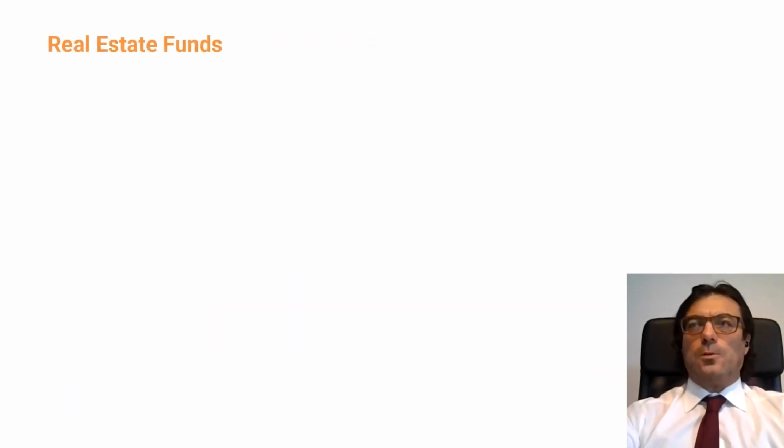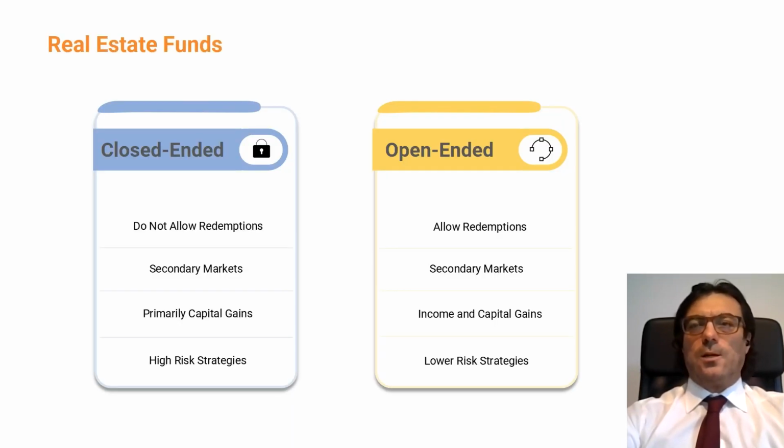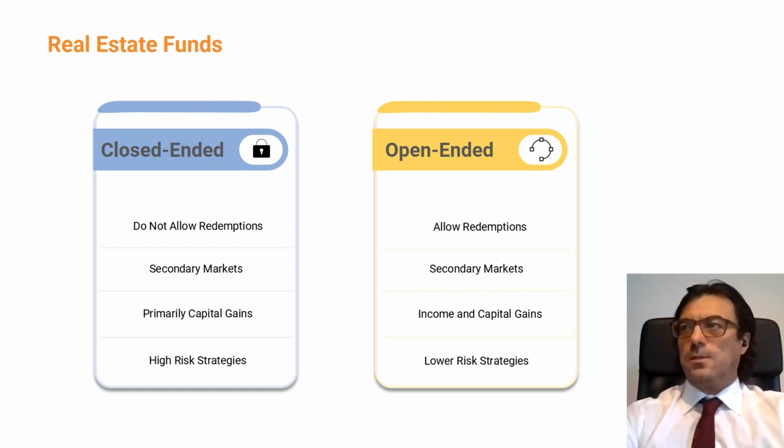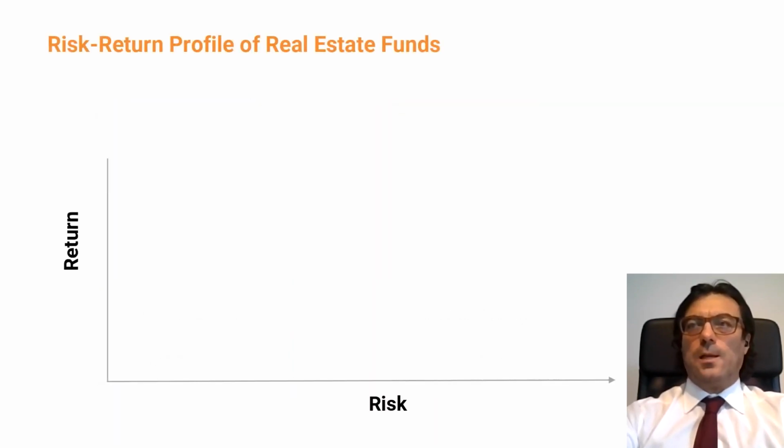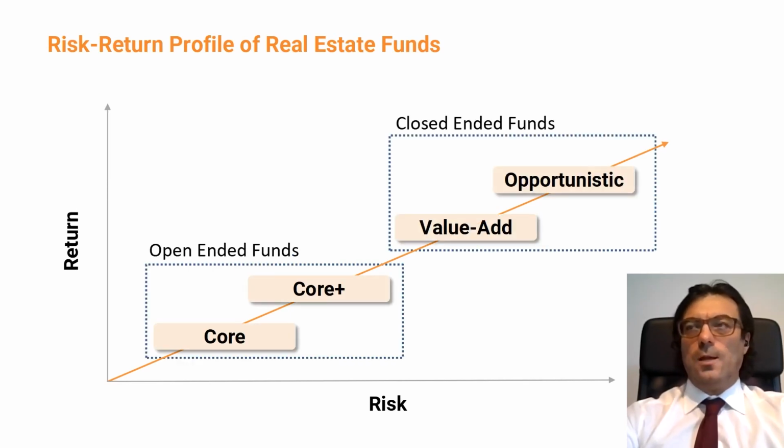To recap, we have previously introduced closed-ended funds, and in this session we will be introducing the use of open-ended funds. Open-ended funds, also known as non-traded real estate investment trusts, or non-traded REITs, allow redemptions, typically have a secondary market, provide both income and capital gains, and follow low-risk strategies. So the open-ended funds will typically help us to invest in core and core plus types of strategies.